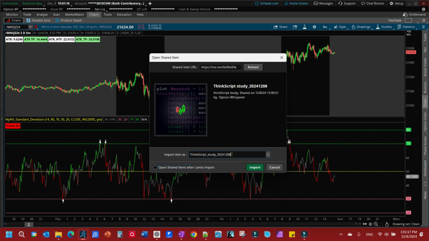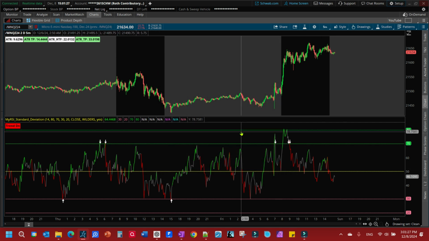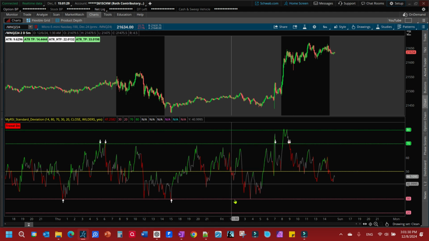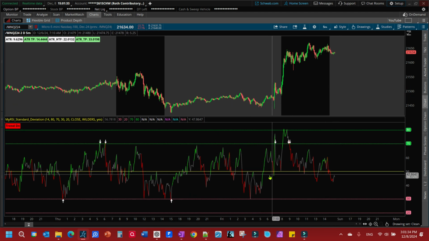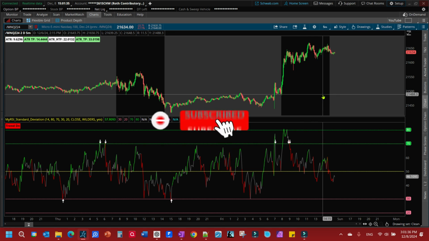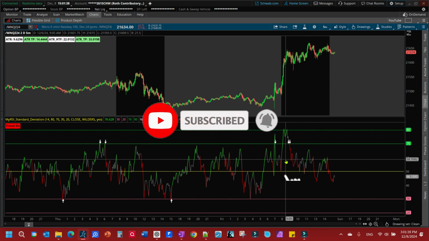You can rename it to whatever you want to name it. It's going to load it into your studies library, so remember what you named it. And then you click import. Obviously, I don't have it, so I'm not going to click import. But that link that I just copied, I'm going to put in the description below, so you can do the same thing. You'll have the same indicator as what you see right here.